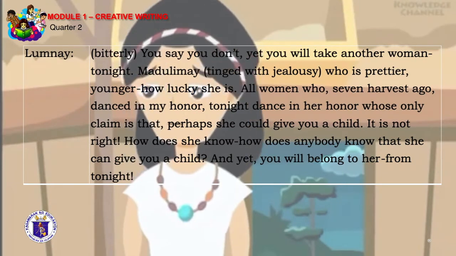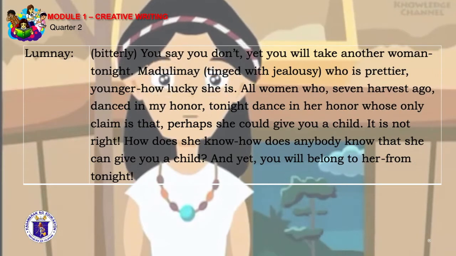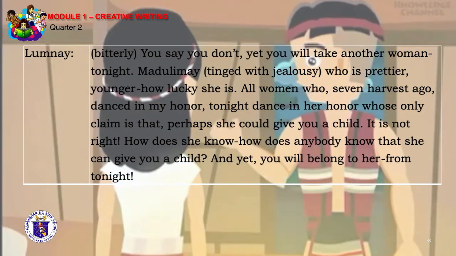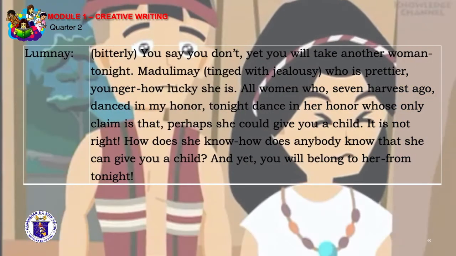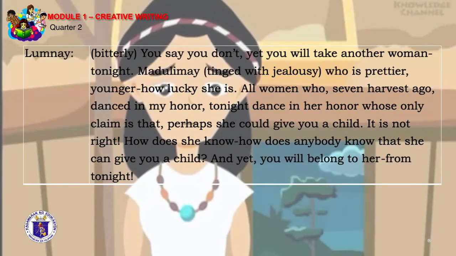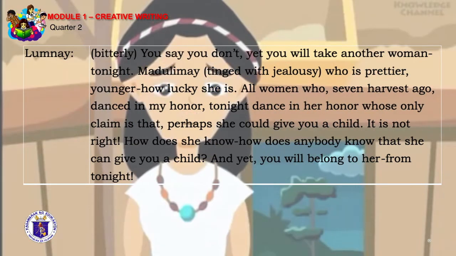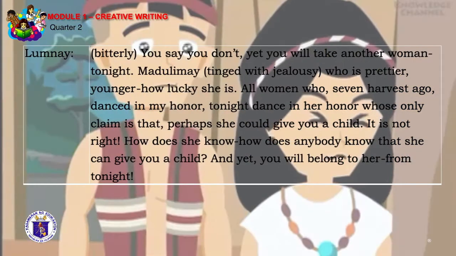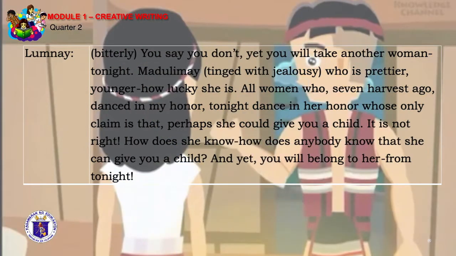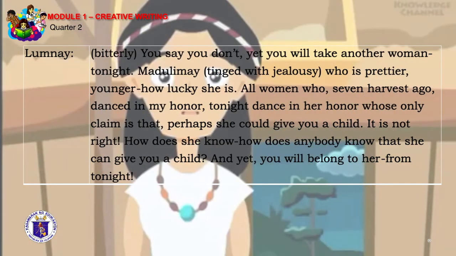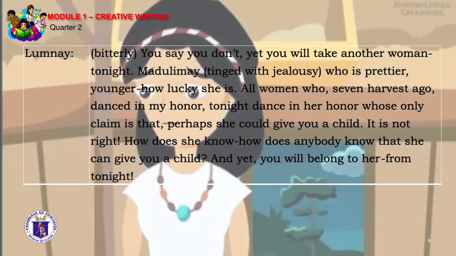Bitterly, you say you don't, yet you will take another woman tonight. Madulimay, tinged with jealousy. Who is prettier, younger? How lucky she is. All women who seven harvests ago danced in my honor. Tonight, dance in her honor, whose only claim is that perhaps she could give you a child. It is not right. How does she know? How does anybody know that she can give you a child? And yet, you will belong to her from tonight.